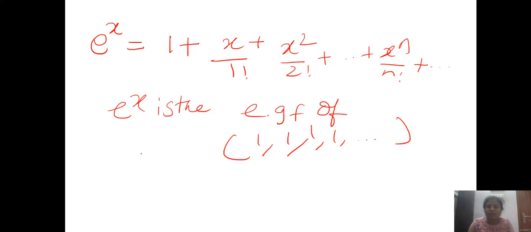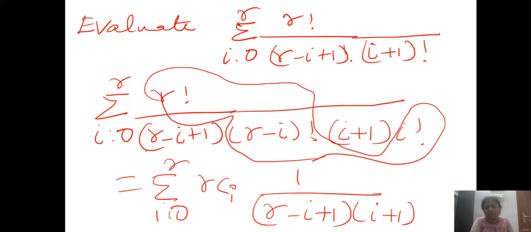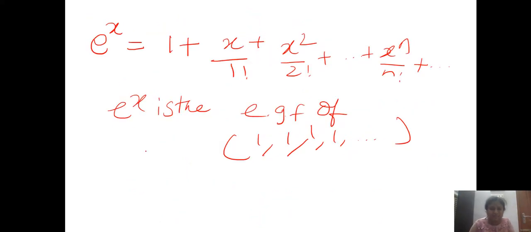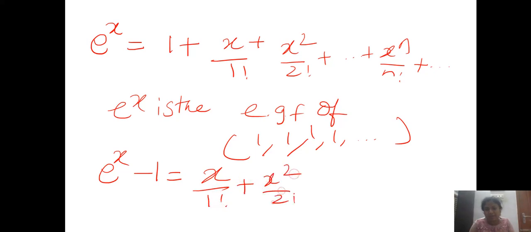So I don't want the EGF of 1, 1, 1 because I don't have that term. Do I have a 1, 1, 1 term looking like this in the sum? No, right? So therefore I don't want just e power x. So I'm going to do some modification. I'm going to find first e power x minus 1. E power x minus 1 is equal to x by 1 factorial plus x square by 2 factorial plus etc., plus x power n by n factorial and so on.